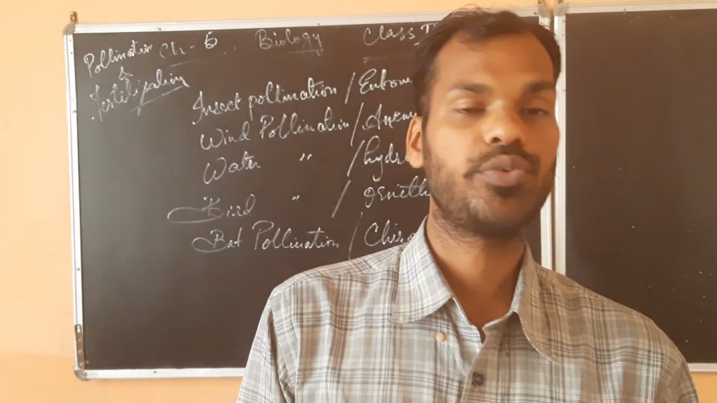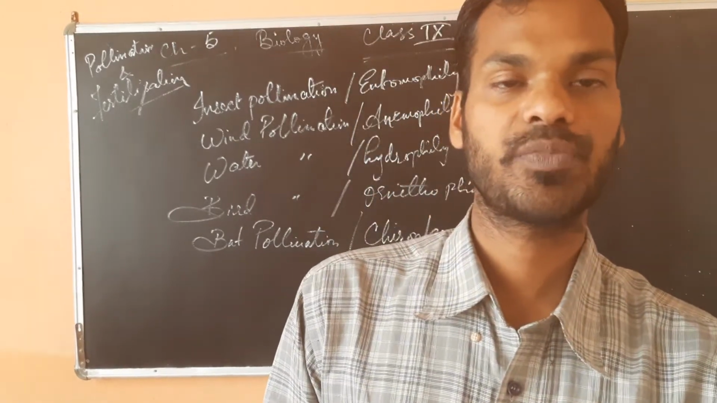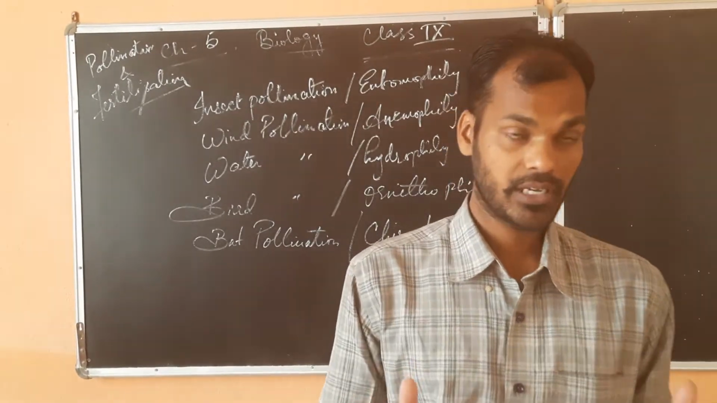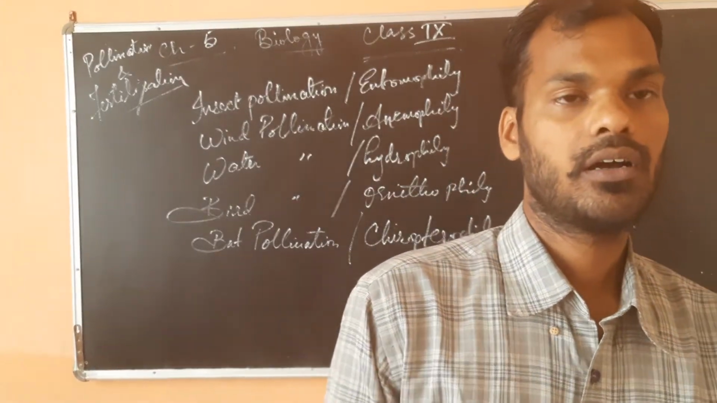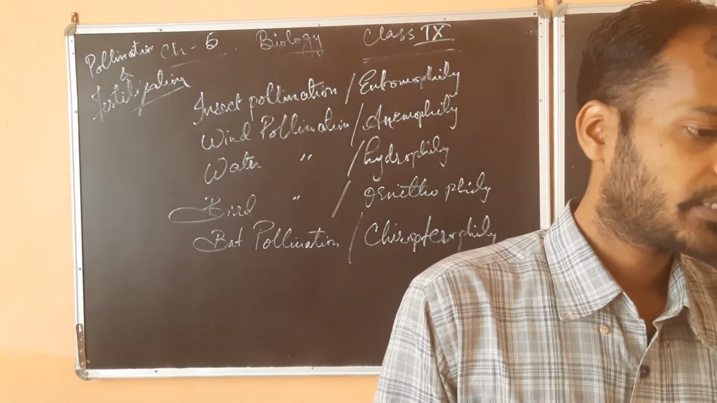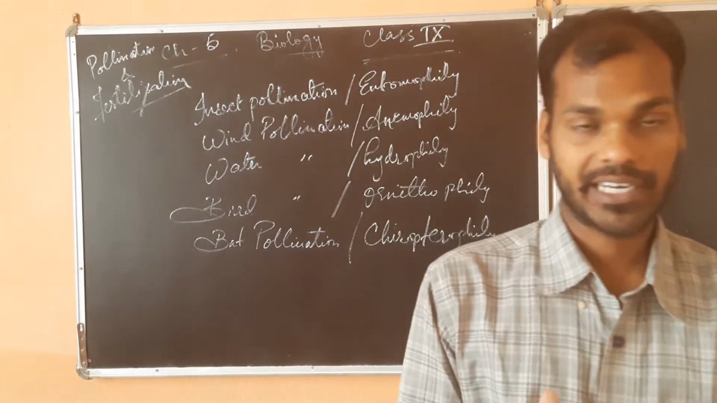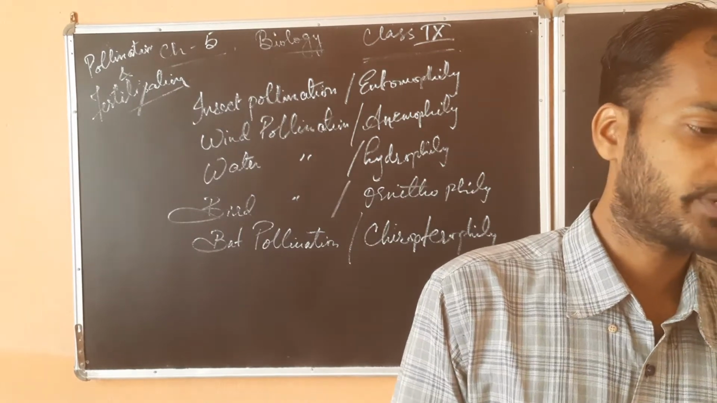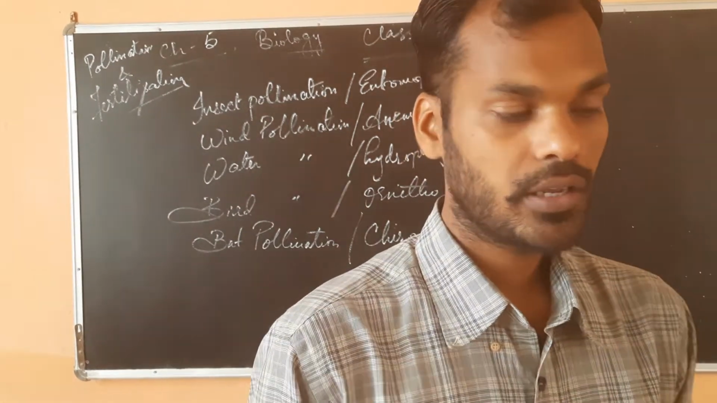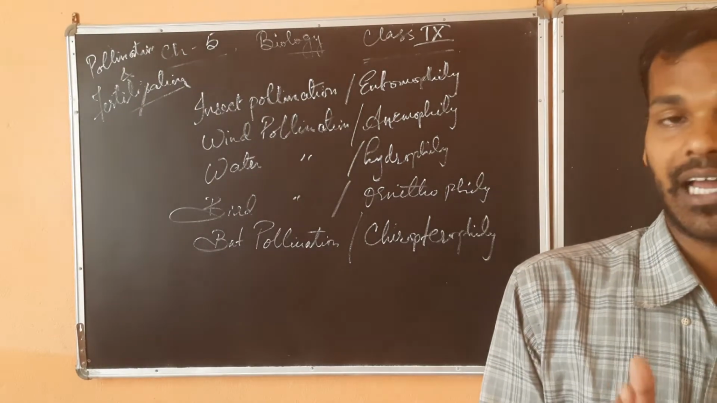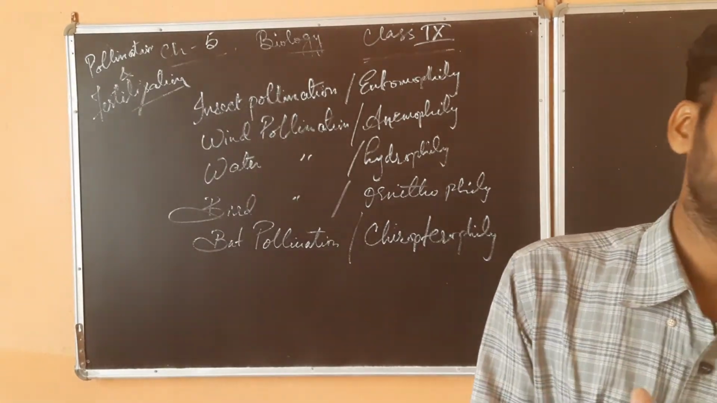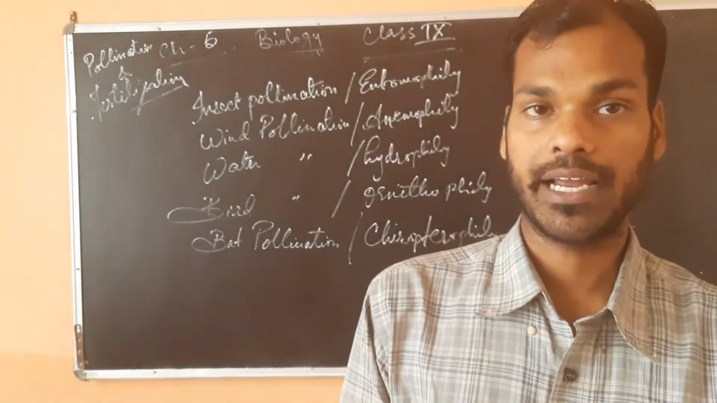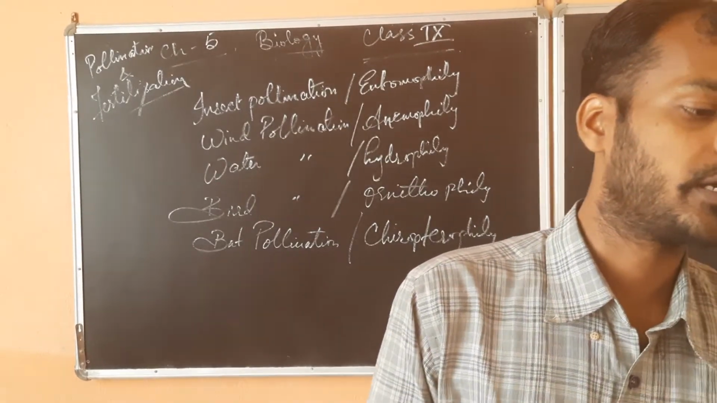Next is wind pollination. There should be some characteristics. The first is that the pollen grains should be light in nature. Then enormous numbers of pollen grains should be produced. The flower should be inconspicuous and small. Then the pollen should be light, smooth, small, and dry, so that it can easily be carried away by the help of wind.